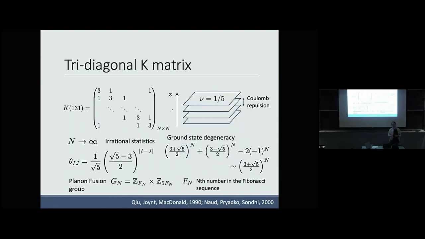But then we see how surprising and how out of the box this tri-diagonal K matrix is, because the scaling of the ground state degeneracy with an irrational number can never be accounted for by adding some decoupled 2D layers, because decoupled 2D layers don't have ground state degeneracy given by irrational numbers. And also this irrational statistics can't be, because all the statistics we see in 2+1D are like 1/3, 1/2. It's never some irrational number like this. And also the fusion group cannot look like that.